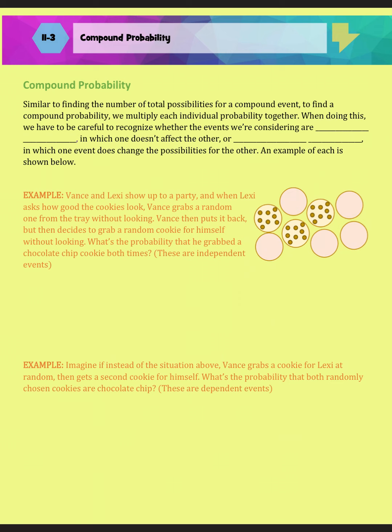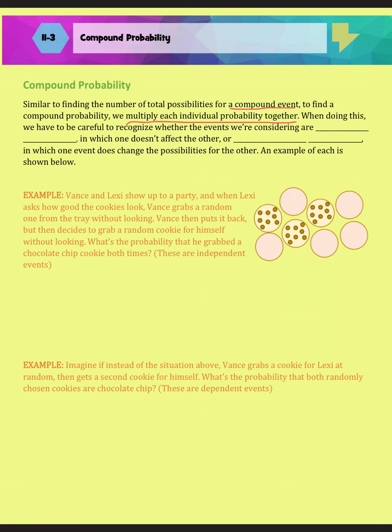So compound probability. We just found out how to find the total number of events. Now let's figure out compound probability. Compound probability is where we're trying to figure out the probability of a compound event, 2 things happening in a row or 2 things happening at the same time. What we're going to do is multiply each individual probability together.